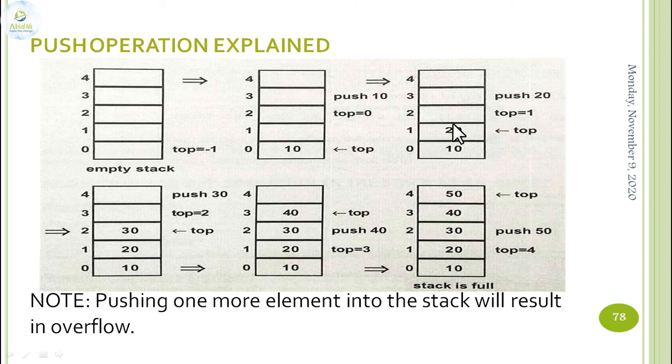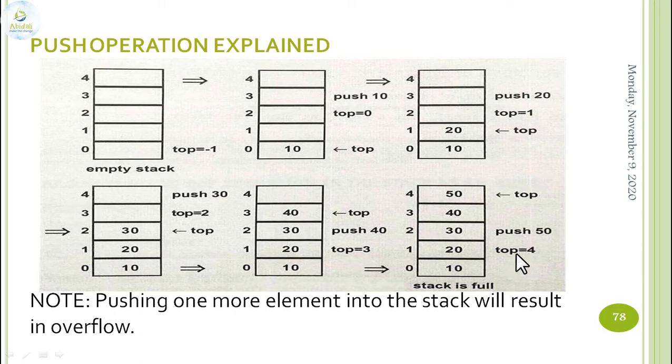After pushing 20, we will go for the next possible value, where top will be increased by 1 from 1. If it is increased by 1, it will become 2. We need to push the value 30 into the stack. Then 30 will be inserted. So this will happen as long as the top value has not reached n minus 1, where n is nothing but the size of the array.